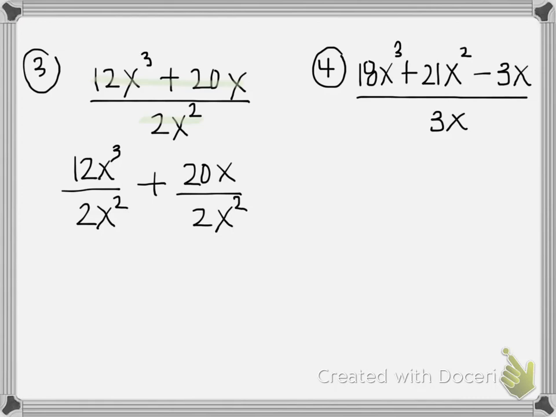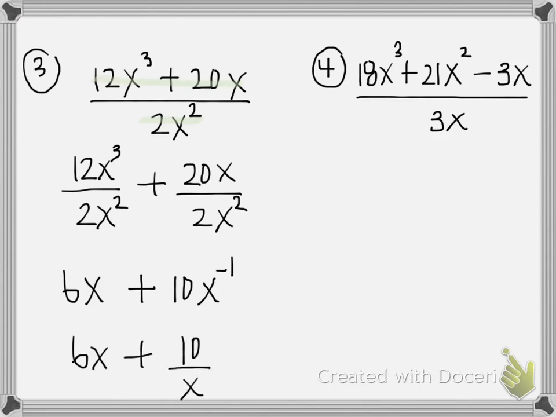Okay, so 2 goes into 12 6 times. X cubed over x squared, so that's going to be x to the first power. 20 divided by 2 is a 10. And this will be x to the first minus a 2, so this will become an x to the negative 1. So my answer here will be 6x plus 10, and we take the x and move it to the denominator. Okay.